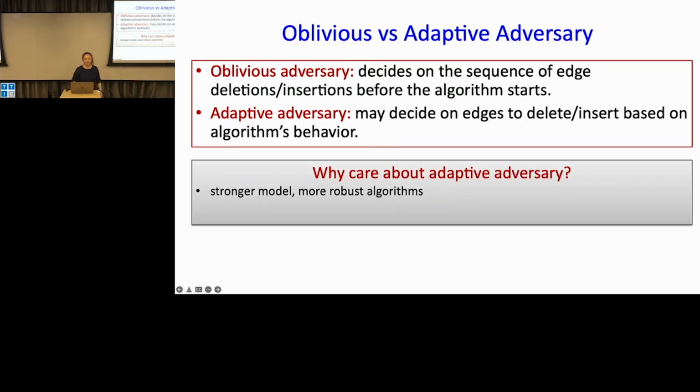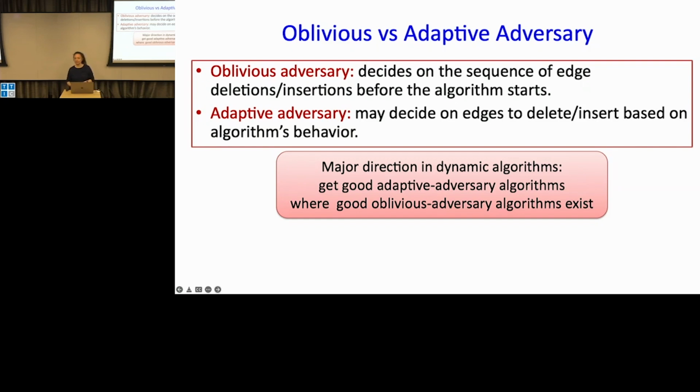Generally, algorithms that can withstand an adaptive adversary are much stronger and more robust. So generally we want them; it's a stronger model. Also, as I said, algorithms for static problems often use dynamic algorithms as subroutines. In practically all such cases that I'm aware of, it's really important that the dynamic algorithm can withstand an adaptive adversary. So not surprisingly, this is another major direction in the area of dynamic algorithms.